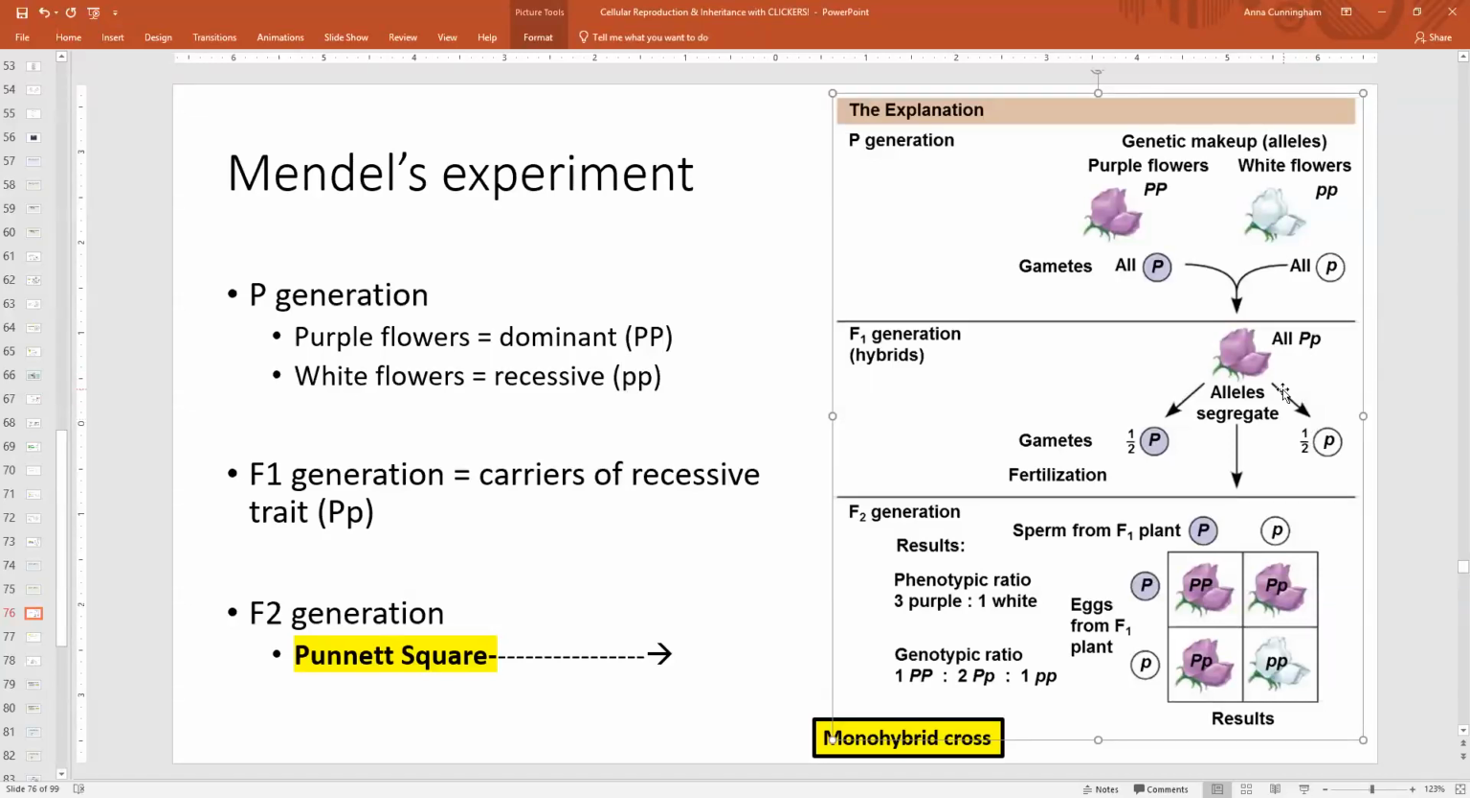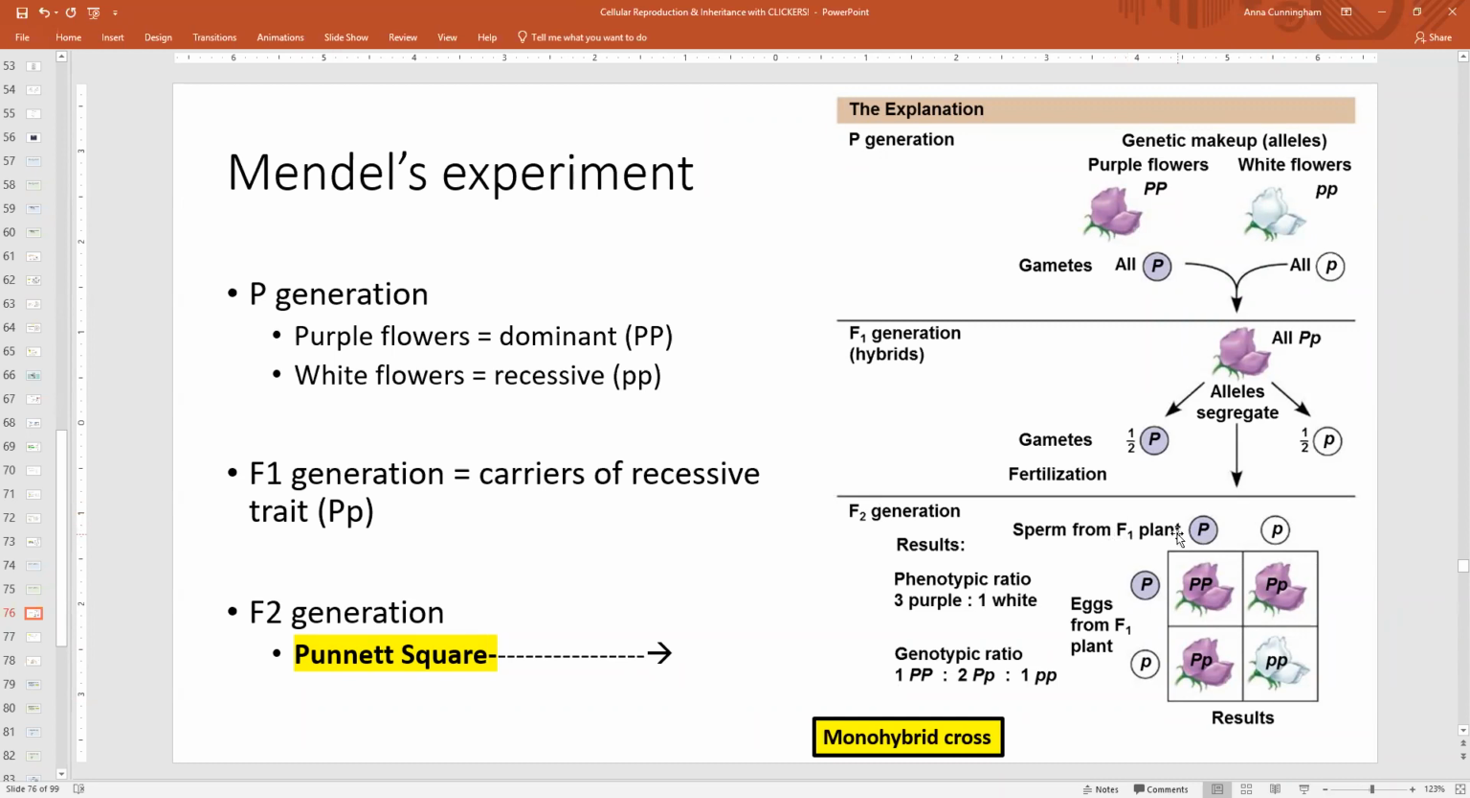So the question there is, what is going to happen if we cross or breed two heterozygous individuals, or two hets? So if we cross a heterozygous capital P lowercase p with another capital P lowercase p. So the F1 generation is hets, and what we're trying to look for is what that would mean for the F2 generation.